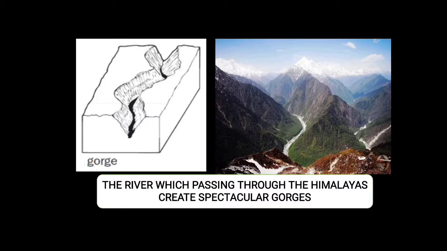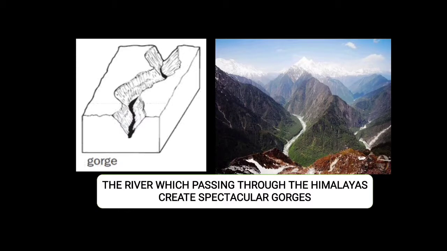It creates a sloping feel on both the sides. So what happened here is that the Himalayan rivers create spectacular gorges, beautiful gorges. You can check it out in the other picture. It is one of the Himalayan rivers, and it has spectacular gorges.